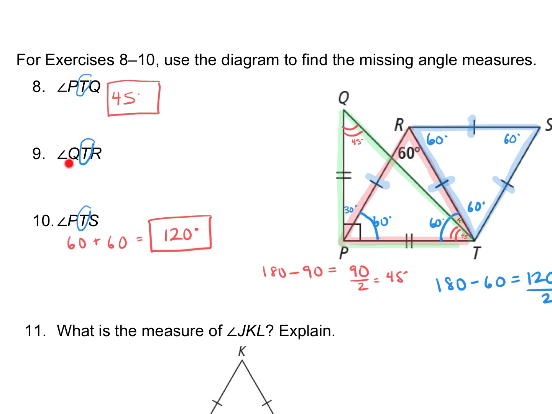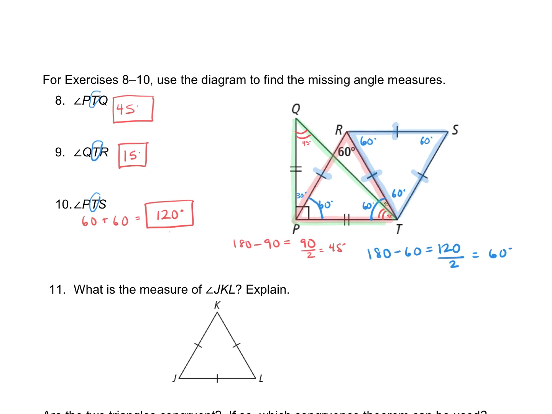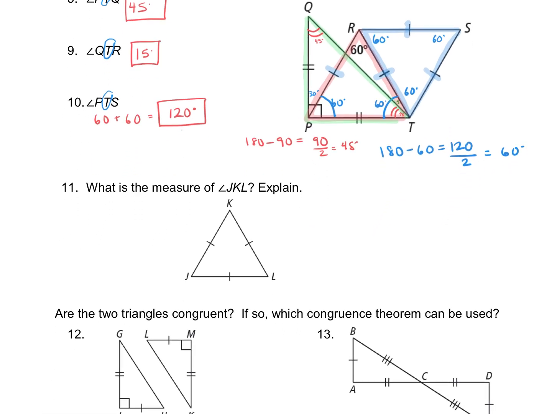Then we have QTR, so the vertex is at T, but from Q, T to R, that's that skinny little one. We just figured that out. I was zoomed way in. That's that 15 degrees. Okay, well that didn't take any time at all, did it? All right, so that was a good challenge right there. Nice job following along with me.